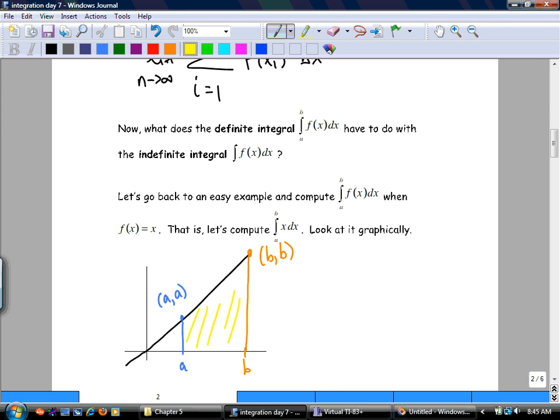What shape have I colored in? A trapezoid. So the area of that yellow shape, the area of the trapezoid, is 1/2 b1, which is the y coordinate a, plus b2, the y coordinate b, times the distance between a and b. What's the distance between a and b? B minus a. Okay.